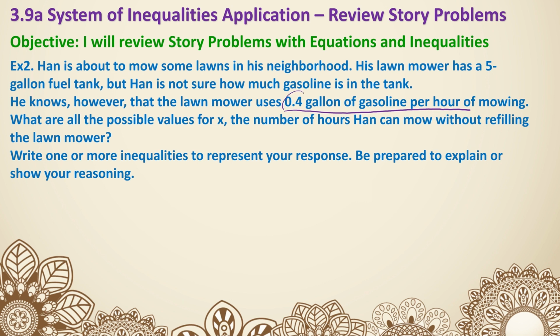Well, it's 0.4 gallons of gasoline per hour, so if he's mowing x hours, it's going to be 0.4 times x. That's the amount of gasoline he's going to use. And it's a 5-gallon tank. There's no way you can go more than that, so it's going to be less than or equal to 5. Write one or more inequalities to represent the response.